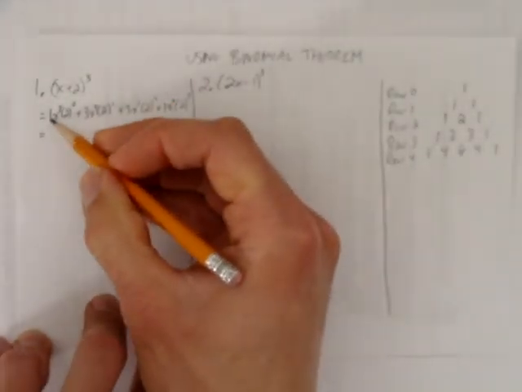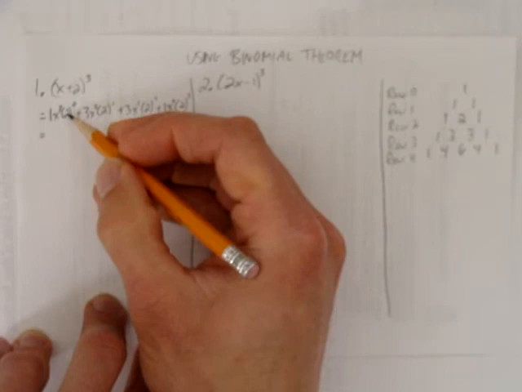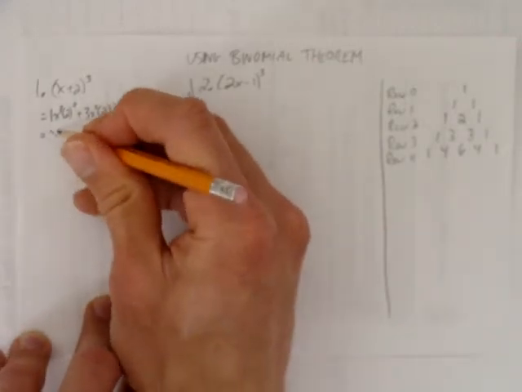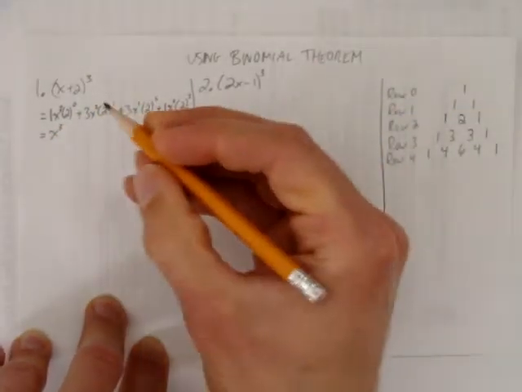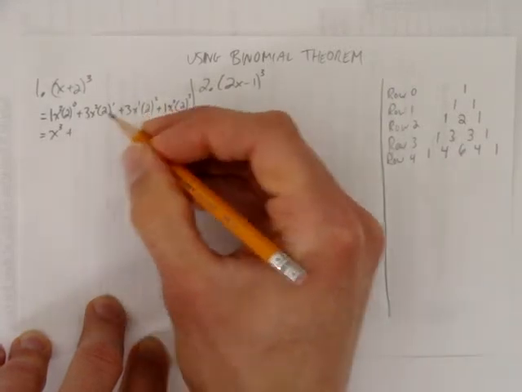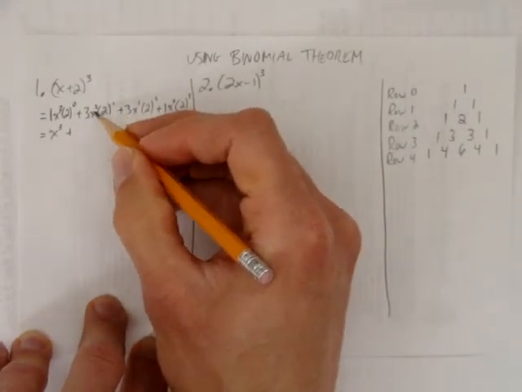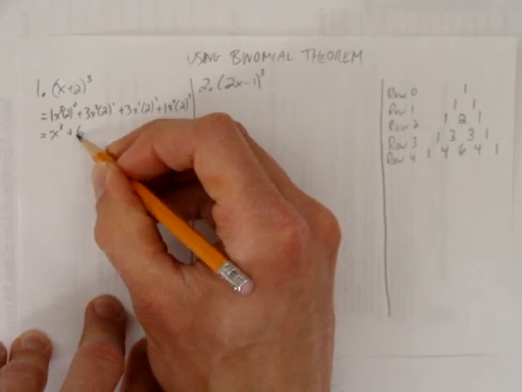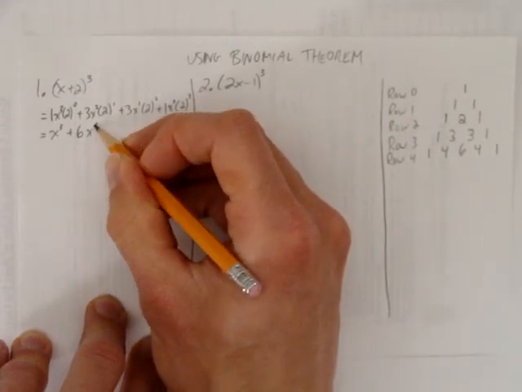And now we can simplify that very quickly. What's 1 times 2 to the power of 0? That's 1 times 1. So we just get 1 times x cubed, which is x to the power of 3. For the second term, we have 3 times 2 to the power of 1. That's just 3 times 2, which is 6. So we get 6x squared.